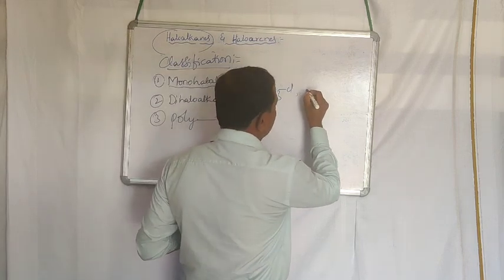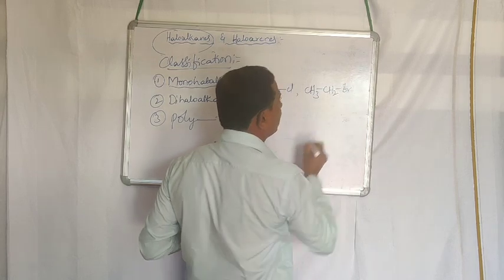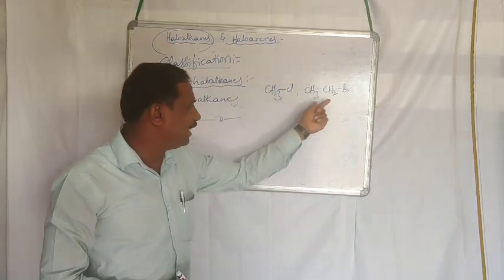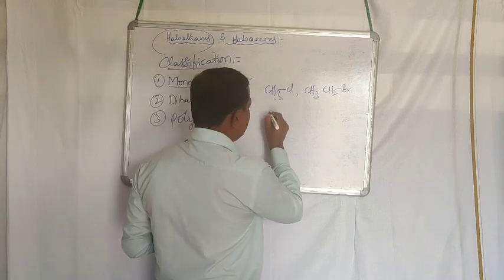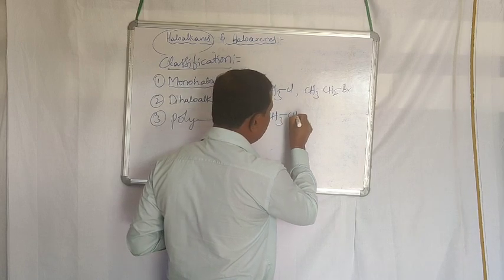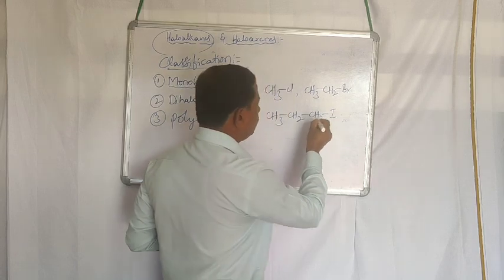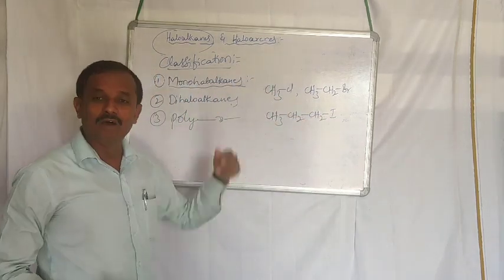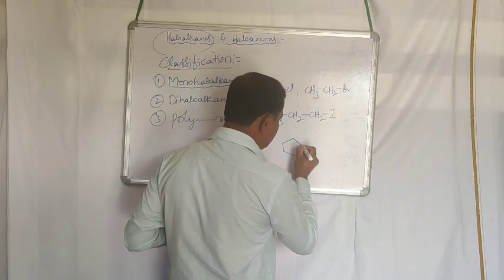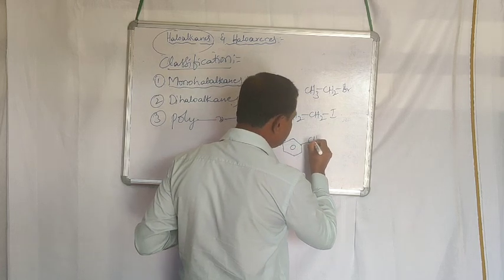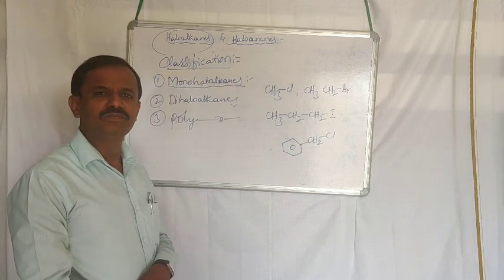Next, another one is ethyl bromide, CH3CH2Br, ethyl bromide or bromoethane, and chloromethane. Another example is iodopropane. Another example is benzyl chloride. These are the examples of monohaloalkanes.